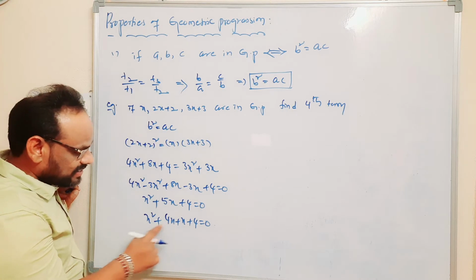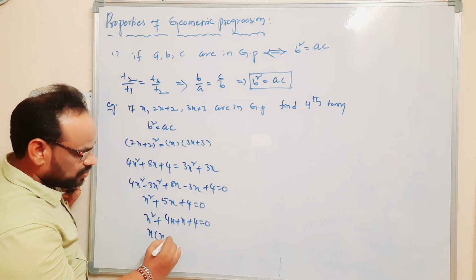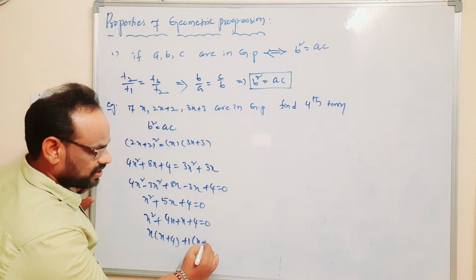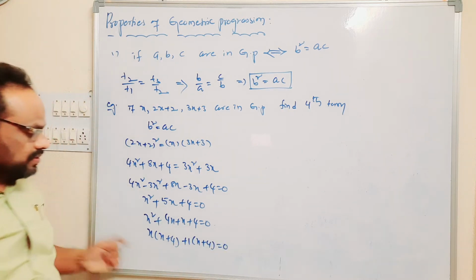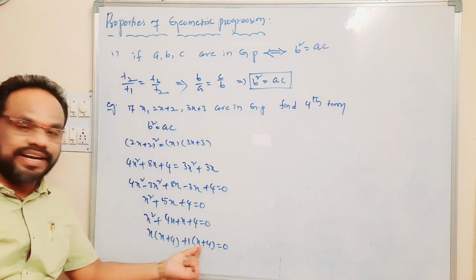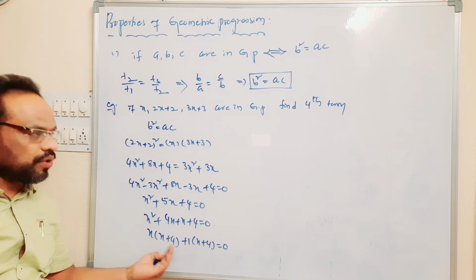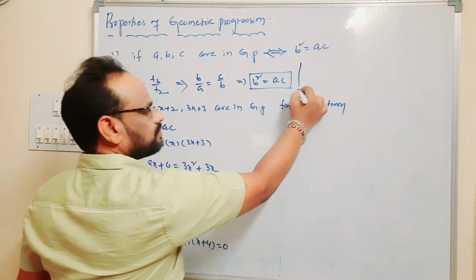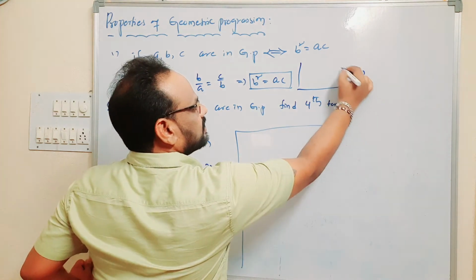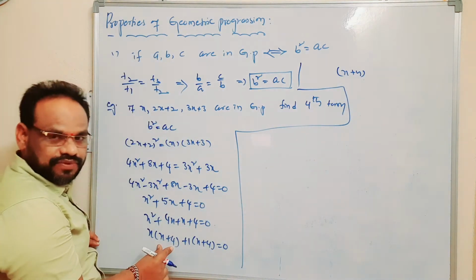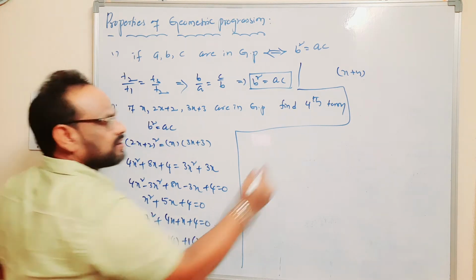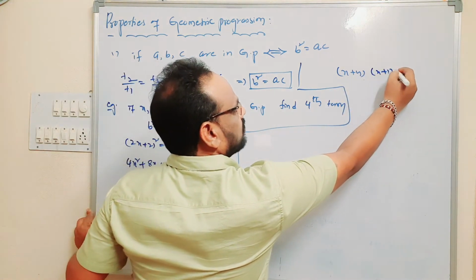If you take x as common here, x into x plus 4. Take 1 as common, we get x plus 4. Observe here, x into x plus 4 plus 1 into x plus 4. Take x plus 4 as common, we get x plus 1. So x plus 4 into x plus 1 is equal to 0.